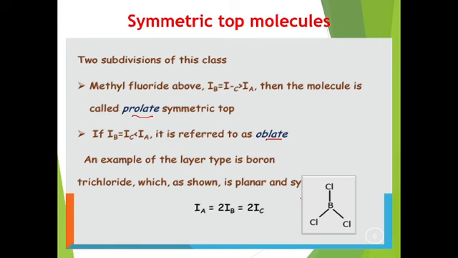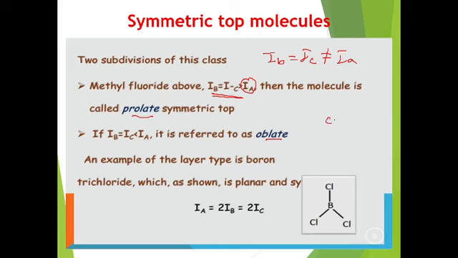Okay, here the examples. We know that in the symmetric top, IB is equal to IC but not equal to IA. That means IB and IC are the same but IA is different. If IB and IC are greater than IA, then that type of symmetric top molecule is called a prolate molecule. Example is methyl fluoride.